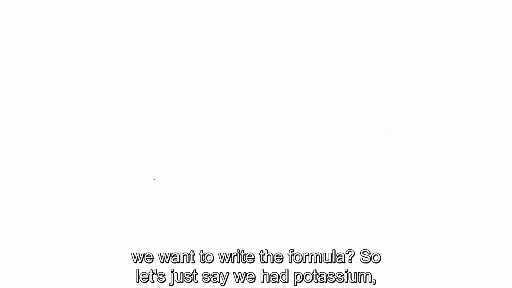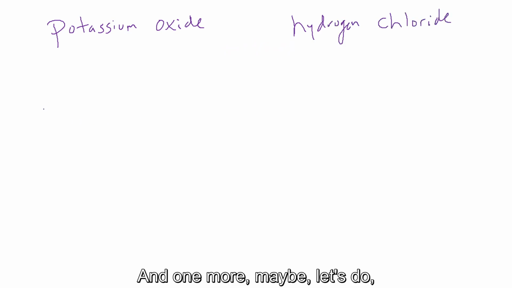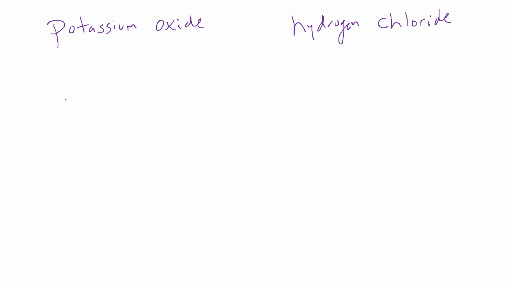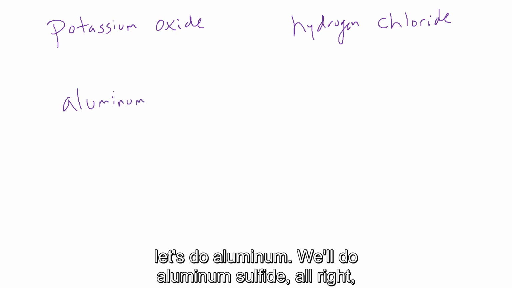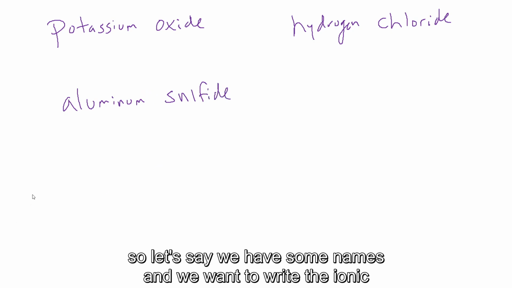So now what happens if we have the name and we want to write the formula? So let's just say we had potassium oxide. And maybe we'll do, how about hydrogen chloride? And one more, maybe. Let's do aluminum sulfide.